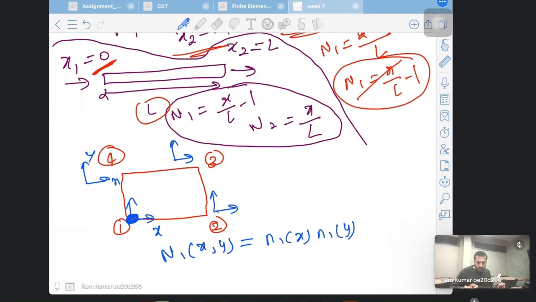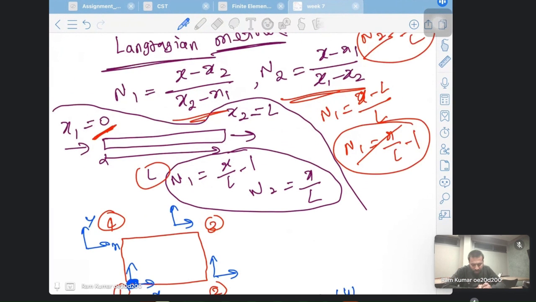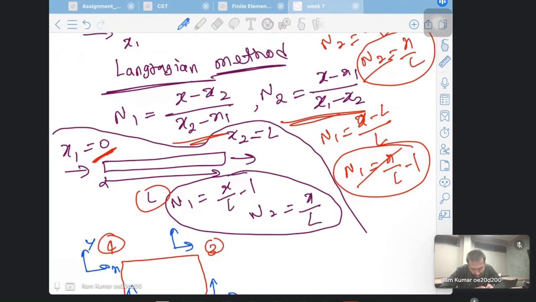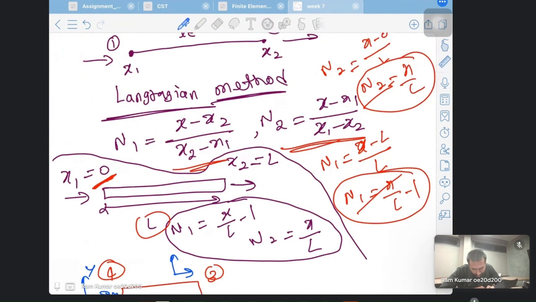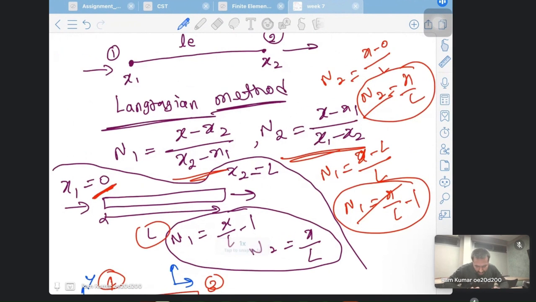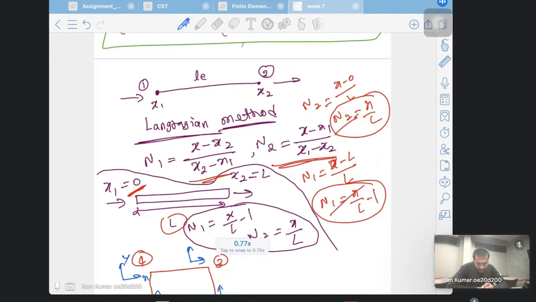So see how we will write here N1. This is having length L, and this is having coordinates x1, x2. So how do I write N1? N1 equals x minus x2 divided by x1 minus x2.